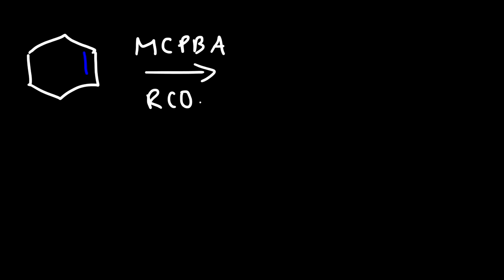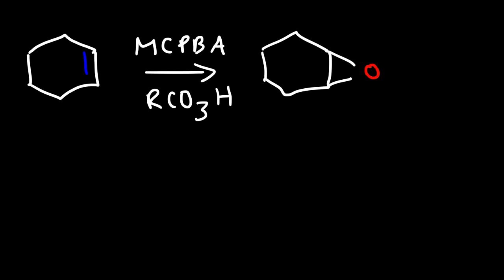So what's going to happen if we react this alkene with something called MCPBA? MCPBA stands for meta-chloroperoxybenzoic acid. Now, if you see this group, RCO3H, the effect will be the same. What's going to happen is that the alkene will be converted into something called an epoxide.